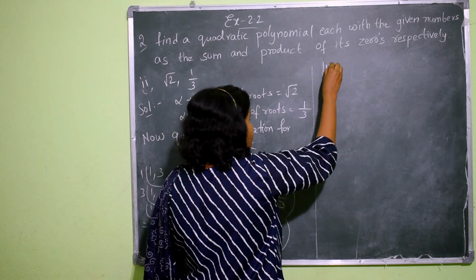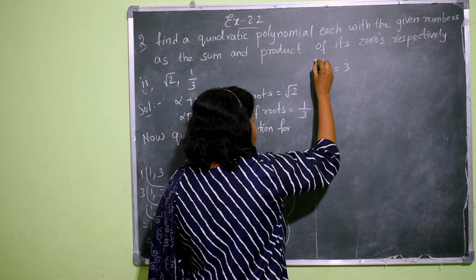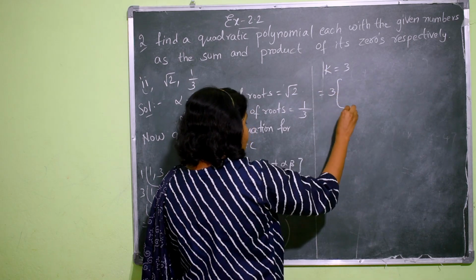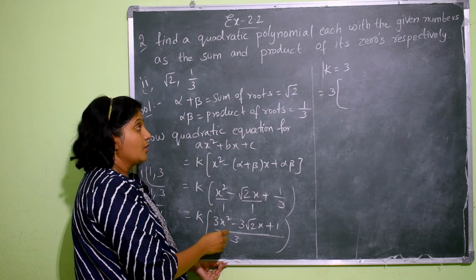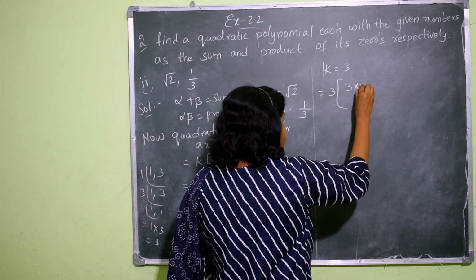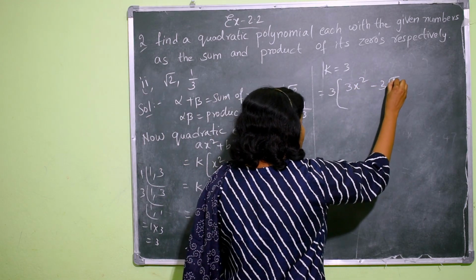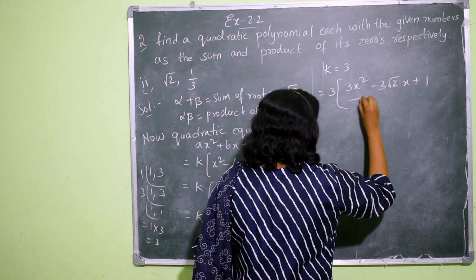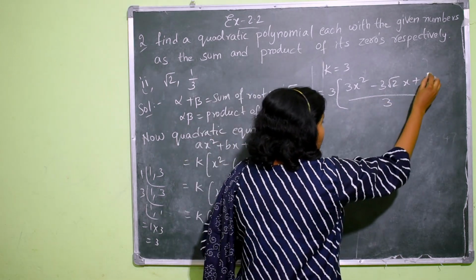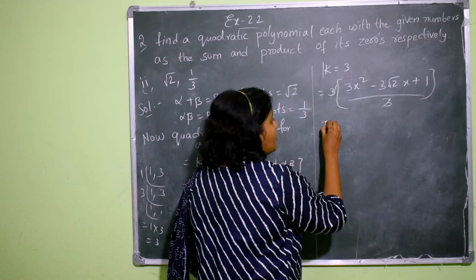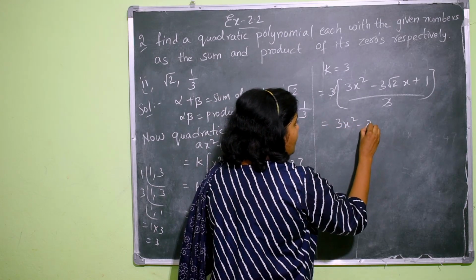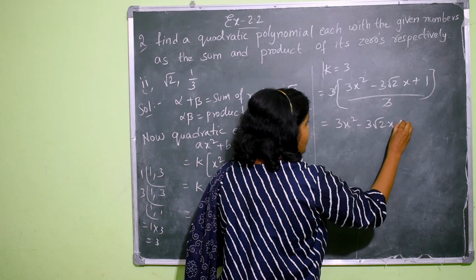So k's value is 3. So let us assume k as 3. So 3 into 3x square minus 3 root 2 into x plus 1 by 3. So 3 in the numerator and denominator gets cancelled. So 3x square minus 3 root 2 into x plus 1.